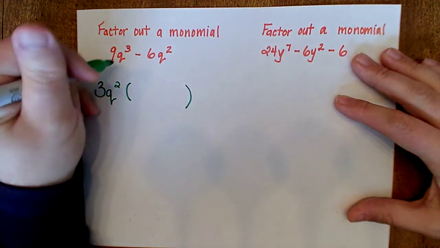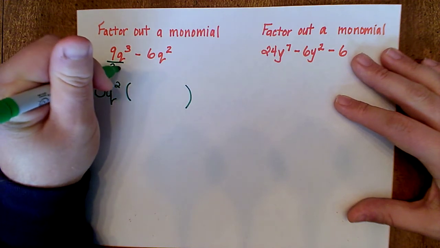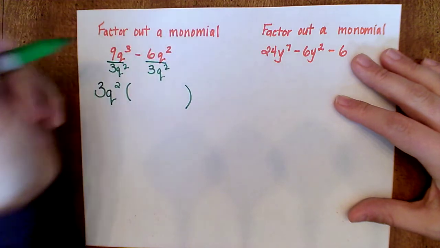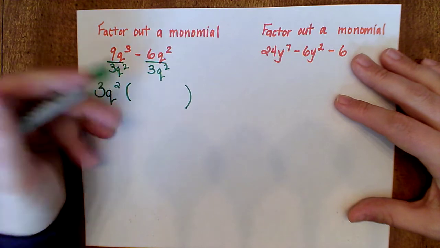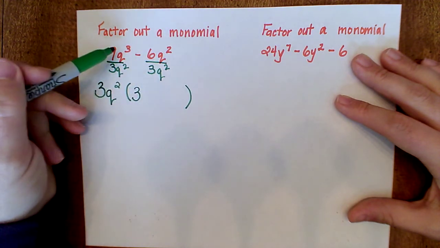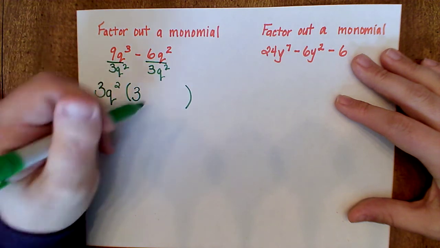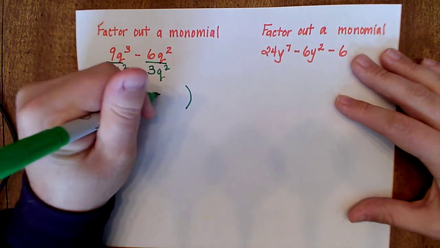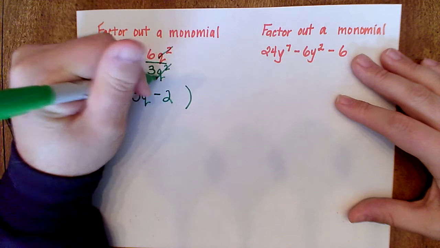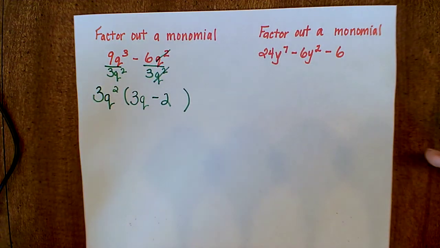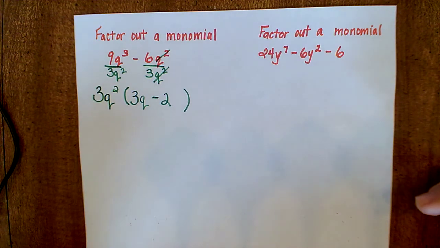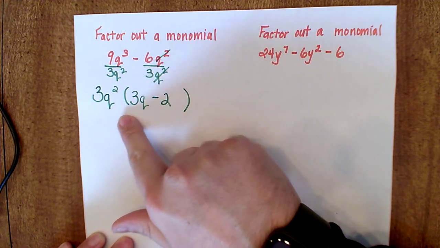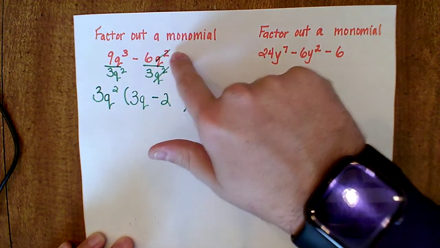Now what I'm going to do is divide both of them by 3q squared. 9 divided by 3 is 3, and q cubed divided by q squared would just be q. 6 divided by 3 is 2, and the q squareds cancel out. When you're factoring, you're taking an addition or subtraction problem and turning it into a multiplication problem. That's what we did. 3q squared times 3q minus 2 equals that.